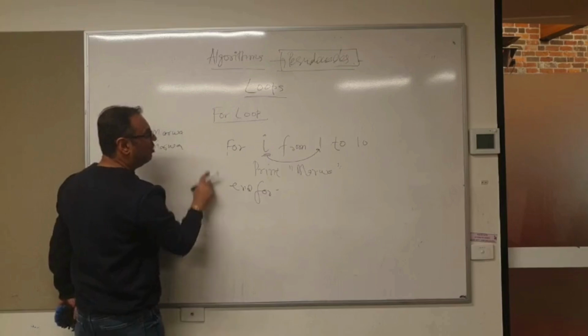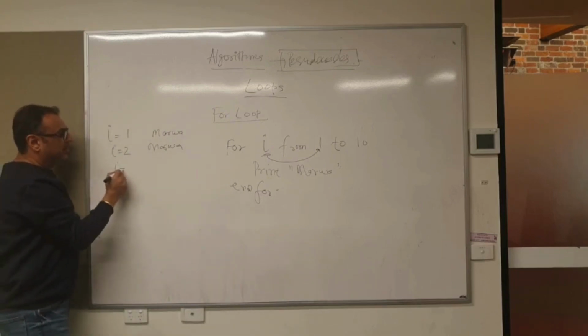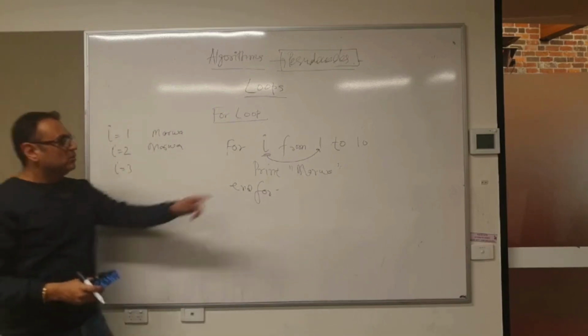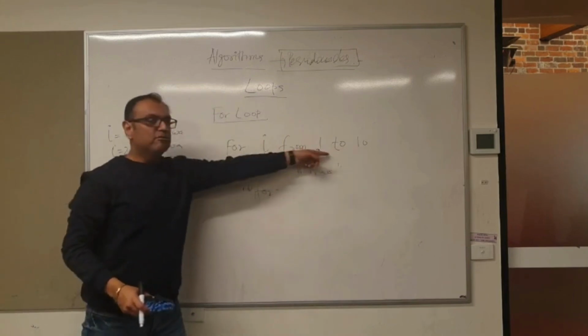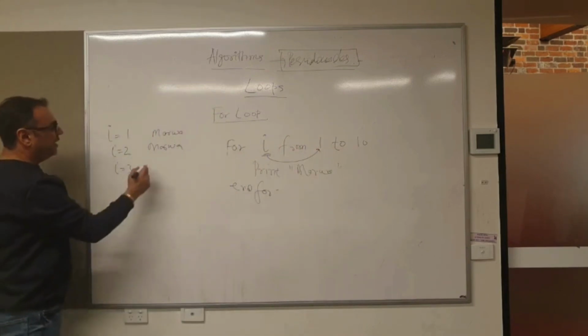And if N is 4, go back. I equals 3 now. Do the comparison again. Failed. Print Marwa again.